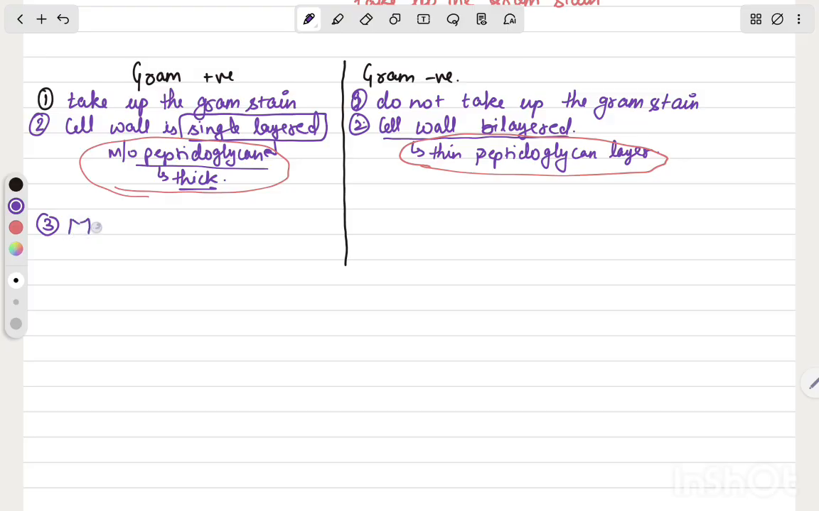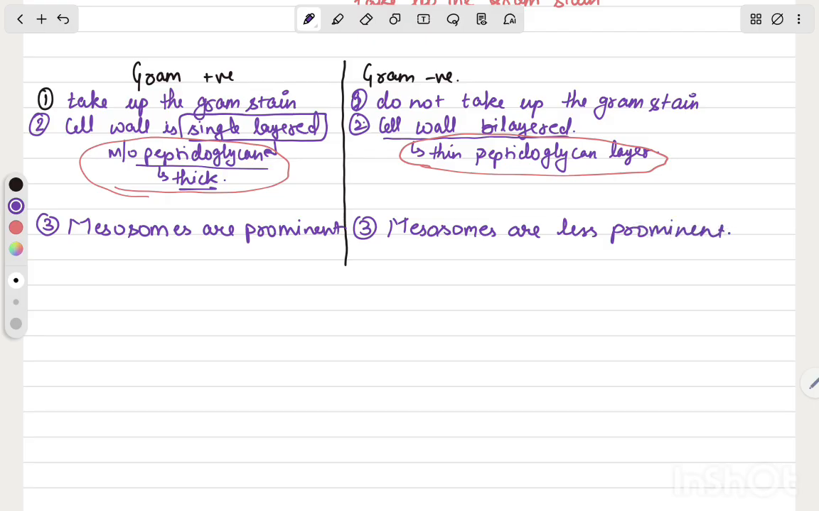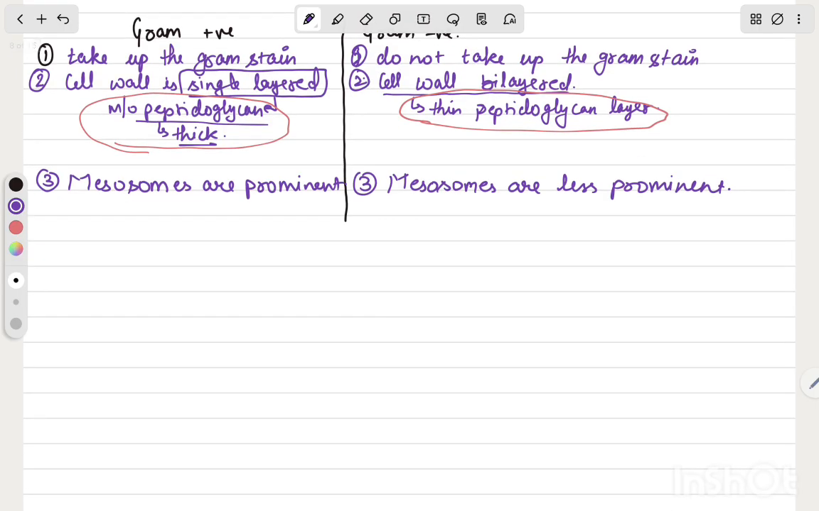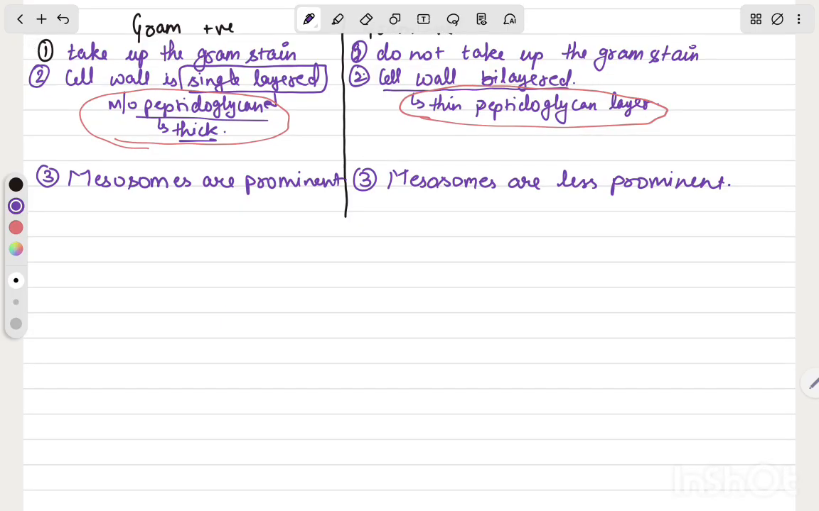In gram positive, mesosomes are prominent or most frequently found, while in gram negative, mesosomes are less prominent. So these are the major differences between gram positive and gram negative bacteria.